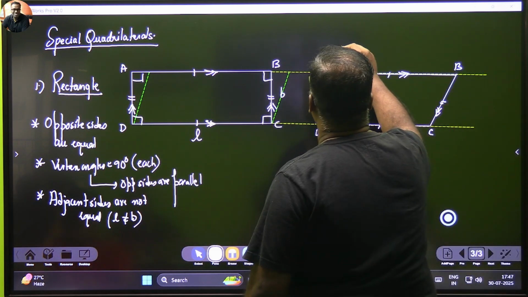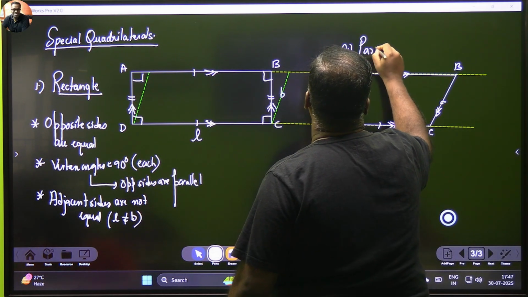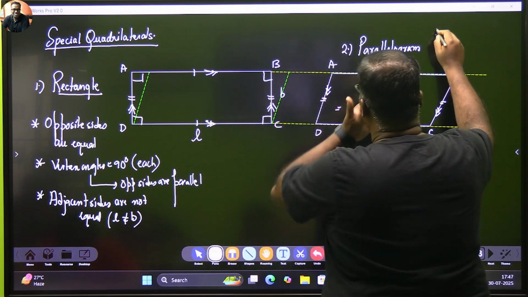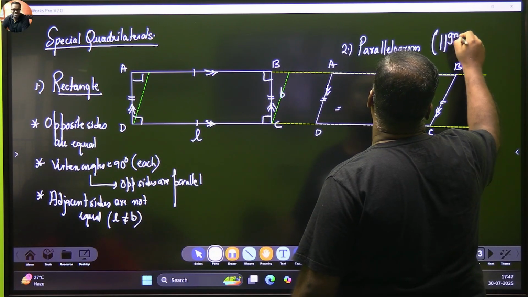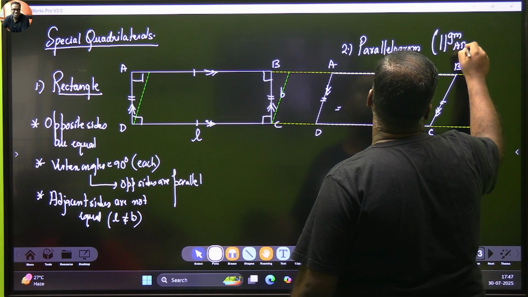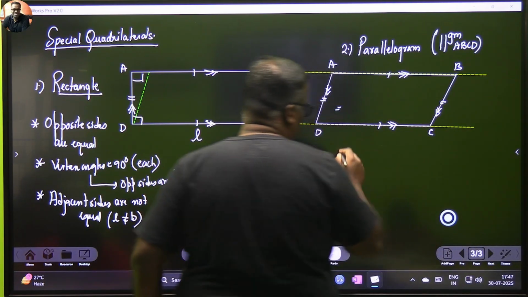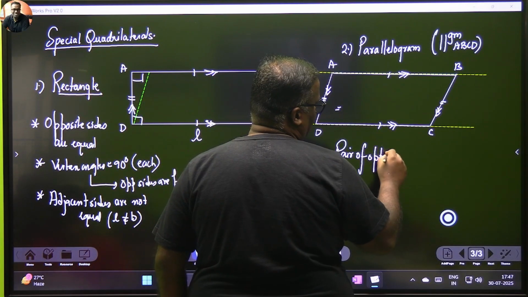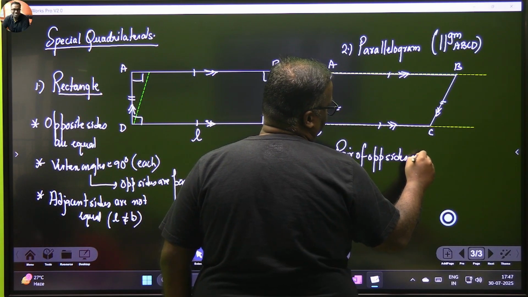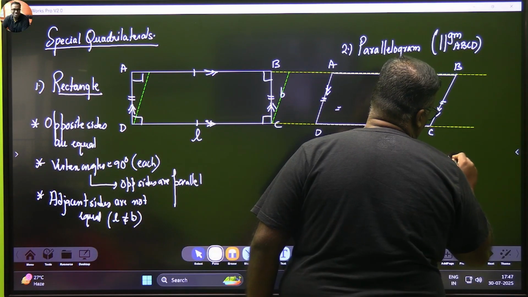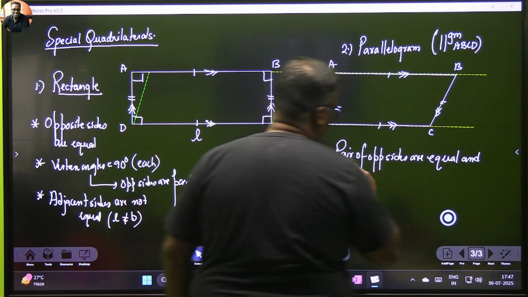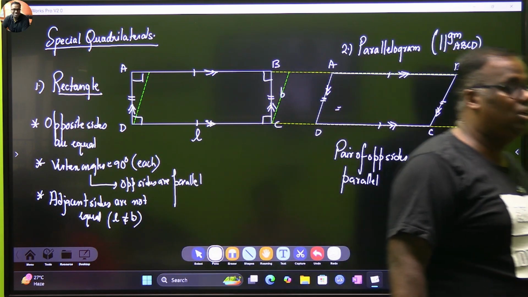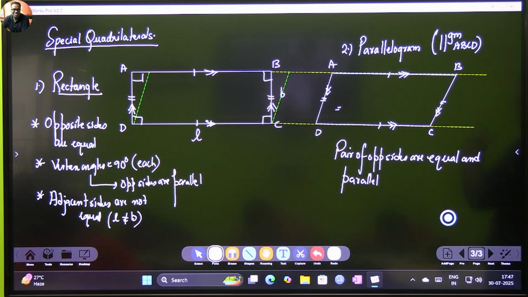So this gives birth to the next type of quadrilateral, which is known as a parallelogram. The parallelogram in symbol is represented like this, a double line, and on top we write GM. So our parallelogram is ABCD. And in a parallelogram, always remember, a pair of opposite sides are equal and parallel. Okay, understood?